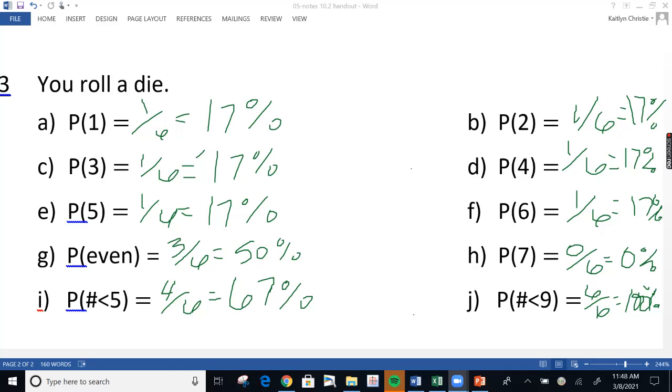Moving over to I, a number less than 5. Well, there's 1, 2, 3, and 4. So there's 4 numbers out of 6 total. Divide that in your calculator, and you get 66.666 forever and ever. So we're going to round that up to be 67%. And then our last one is a number less than 9. Well, 1 through 6 are all less than 9, so it's 6 out of 6, which is going to be a 100% chance.